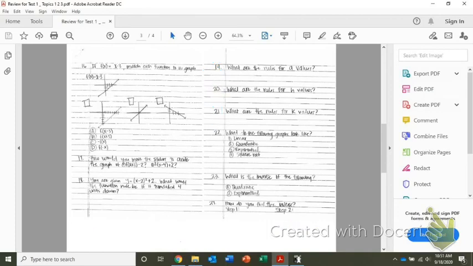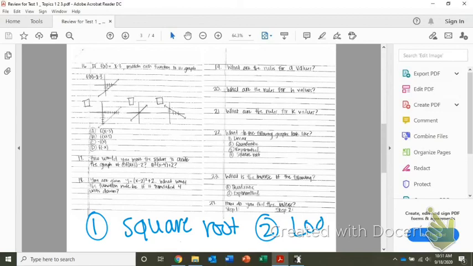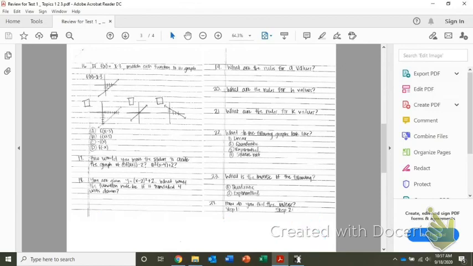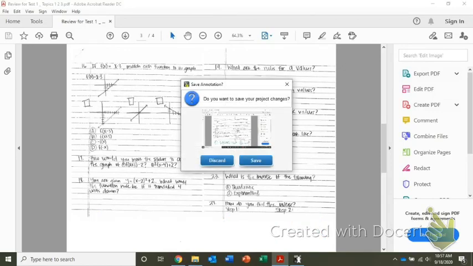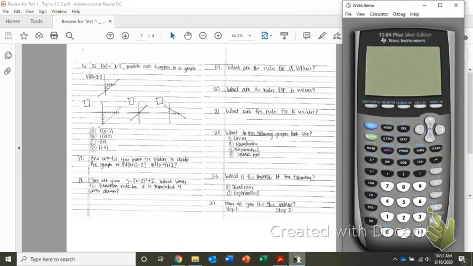23. What is the inverse of the following? Well, the inverse of a quadratic is a square root, and the inverse of exponential is a log. If you forget, for some crazy reason, then you can look on your calculator, okay?